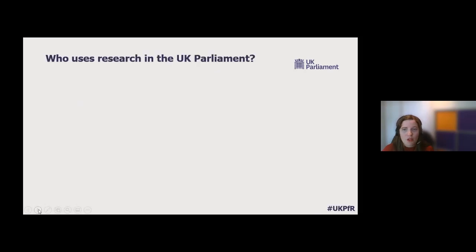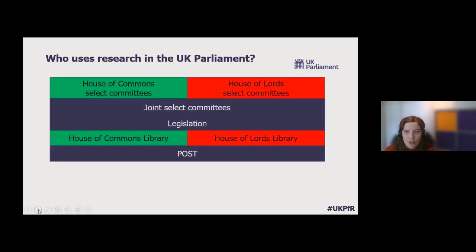Appearing on your screen in a moment, there is a table which takes you through the different parts of Parliament that use research. Looking at the top of the table, we might call these the slightly more formal parts of Parliament that use research. To pick out a few, we've got POST, the Parliamentary Office of Science and Technology. We've got the House of Commons Library and the House of Lords Library, and they all use research. We've got House of Commons Select Committees, House of Lords Select Committees, and some joint select committees as well. And they have MPs and members of the House of Lords sitting on them in those joint select committees. And parts of the legislative process also use research.